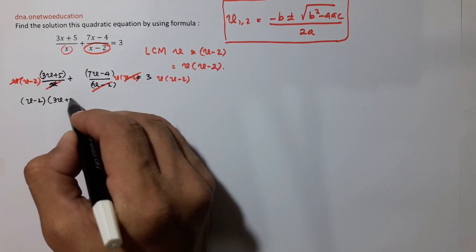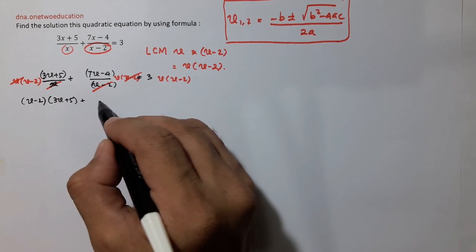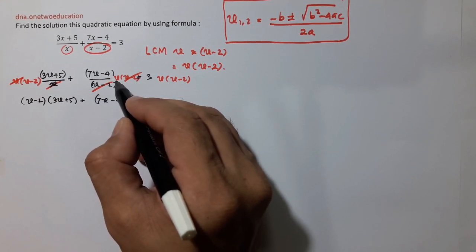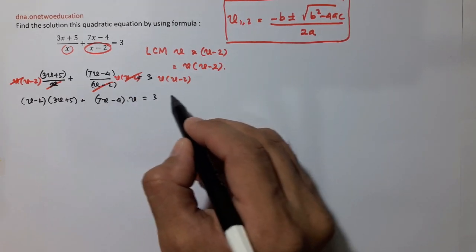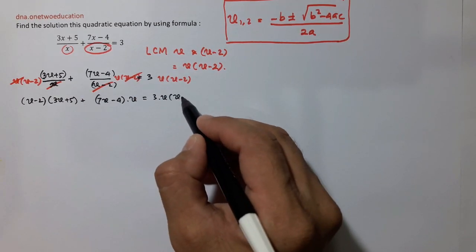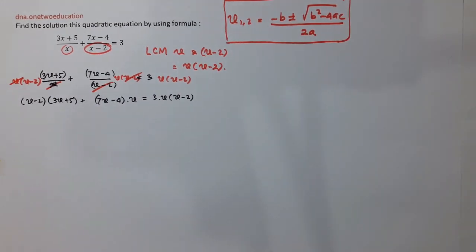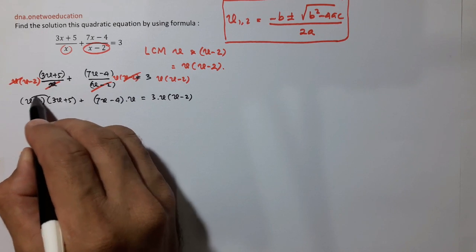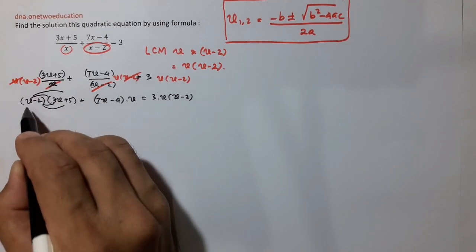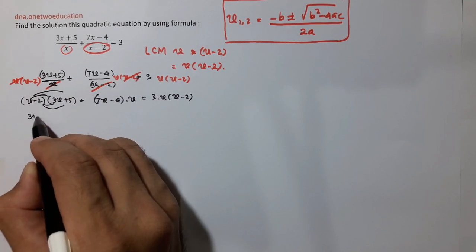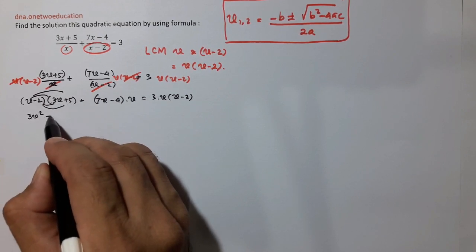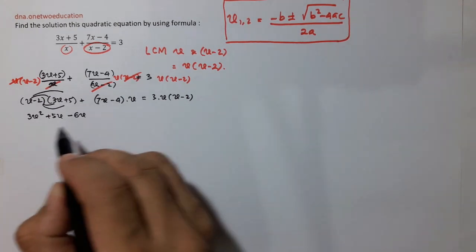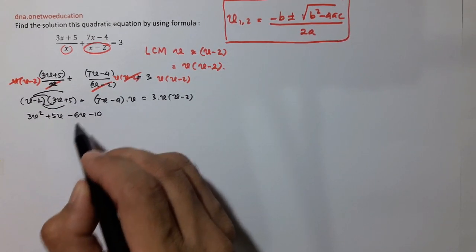3x plus 5, plus 7x minus 4, times x, equal 3 times x minus 2, right? Okay, students, so this is the distribution right here. x times 3x is 3x squared plus 5x minus 6x minus 10, right?